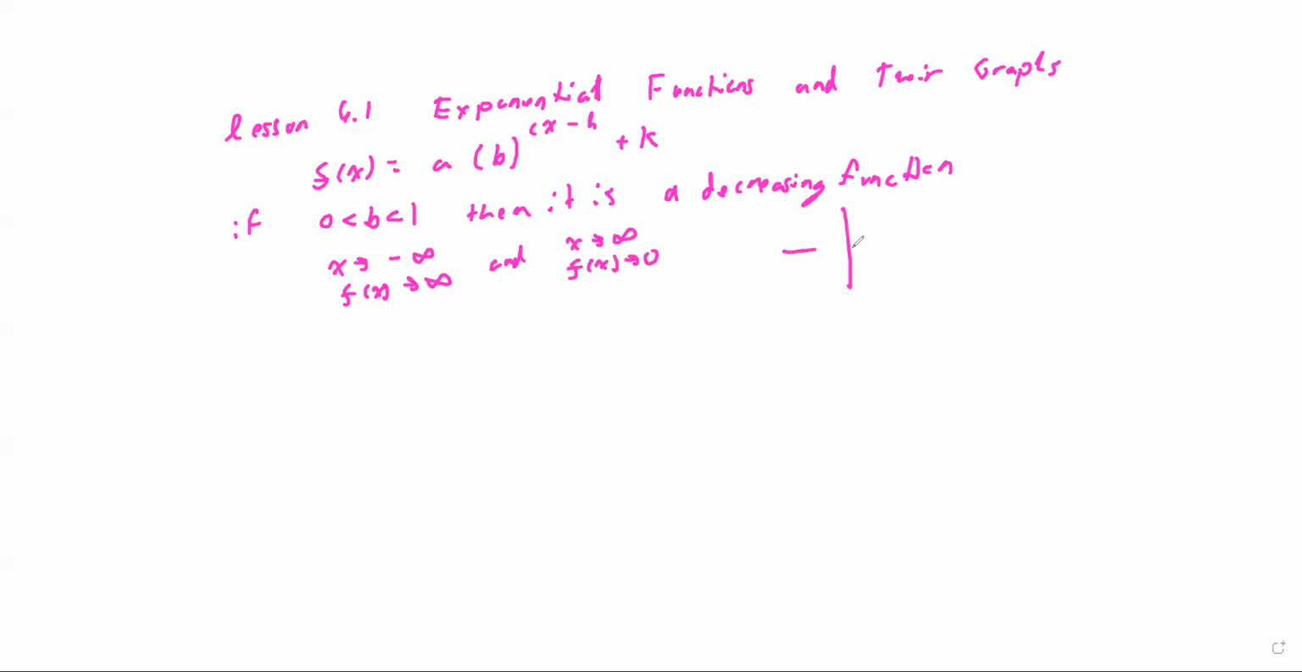So what that means is for a decreasing function, as I read this graph from left to right, I will have a function that looks like this. So you can see as x goes to negative infinity, f of x is going to positive infinity. And as x approaches positive infinity, my f of x is actually approaching the x-axis, which would be the value of 0.